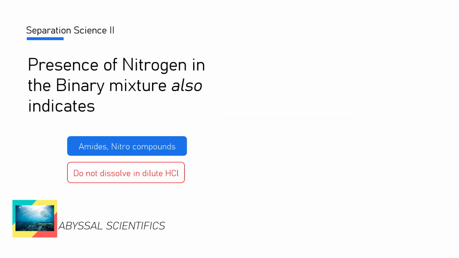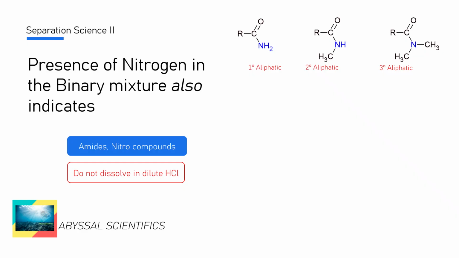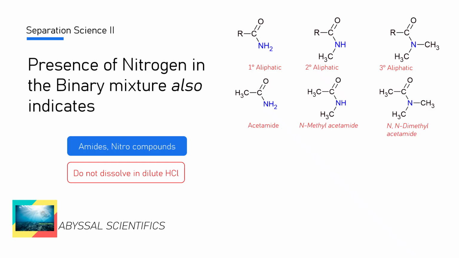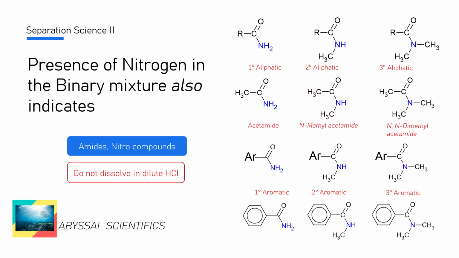Examples of amides include primary aliphatic, secondary aliphatic, and tertiary aliphatic amide. For example, acetamide, N-methylacetamide, and N,N-dimethylacetamide. Also in the category of aromatic amides are primary aromatic, secondary aromatic, and tertiary aromatic amides such as benzamide, N-methylbenzamide, and N,N-dimethylbenzamide respectively.